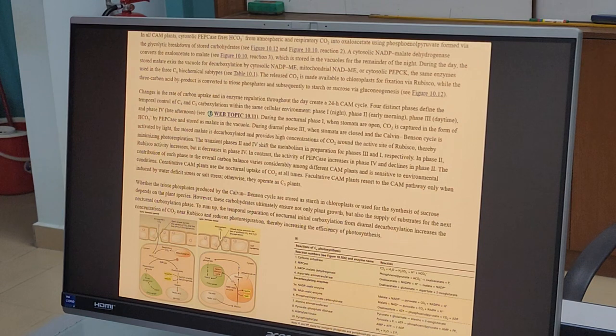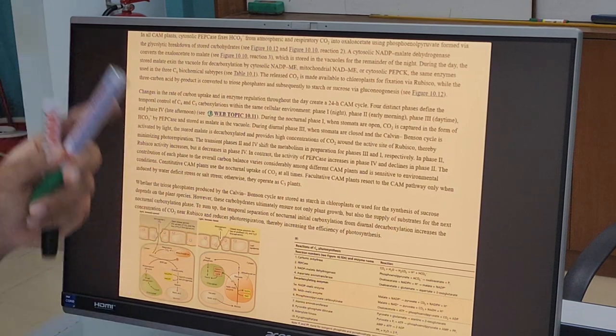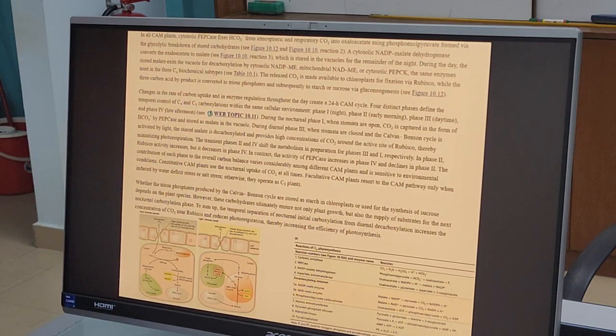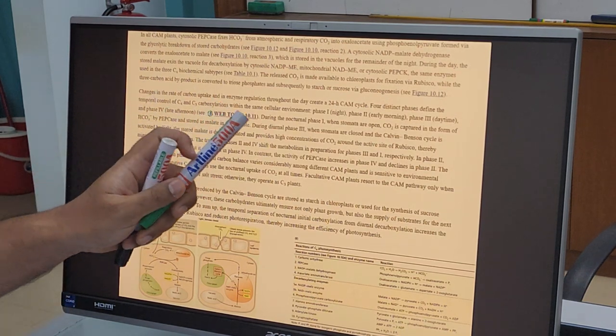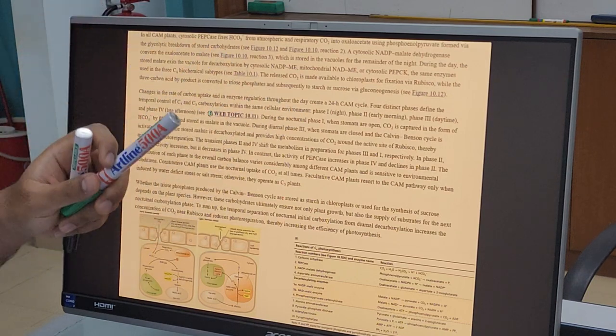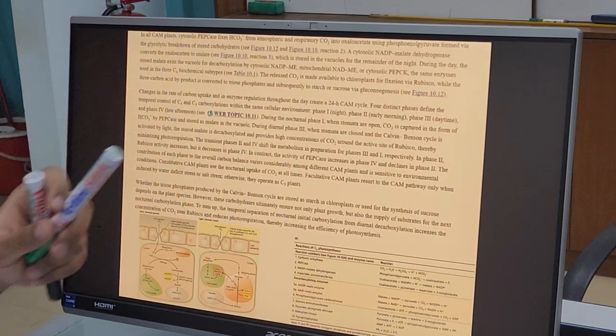For CAM plant, the system the scientists use is to divide it into 4 phases. I think it's mentioned in here. Phase 1, phase 2, phase 3, phase 4. Phase 1 is actually during at night. Stomata completely open. Then CO2 is captured, then converted to malate.